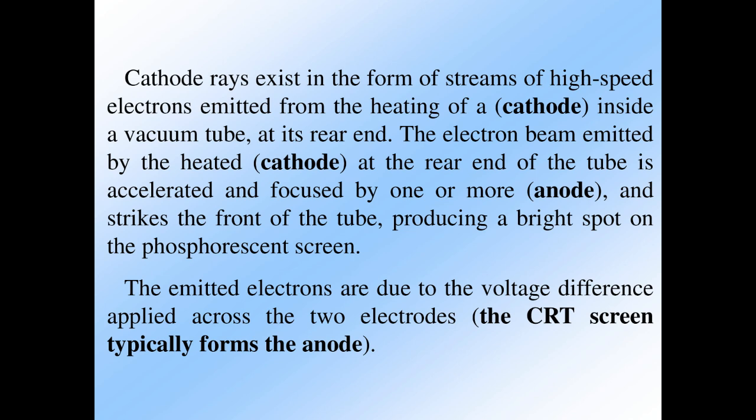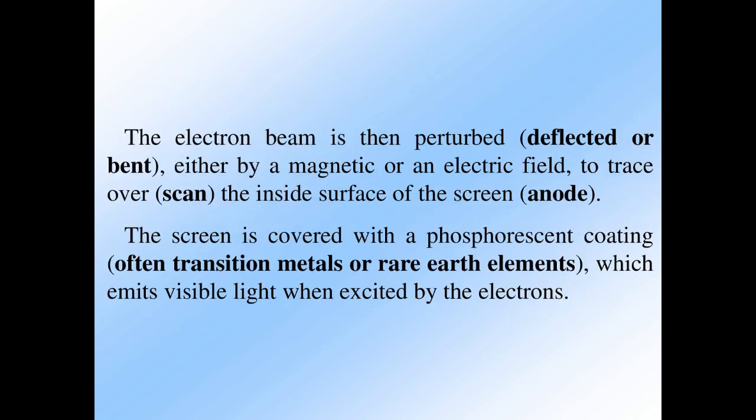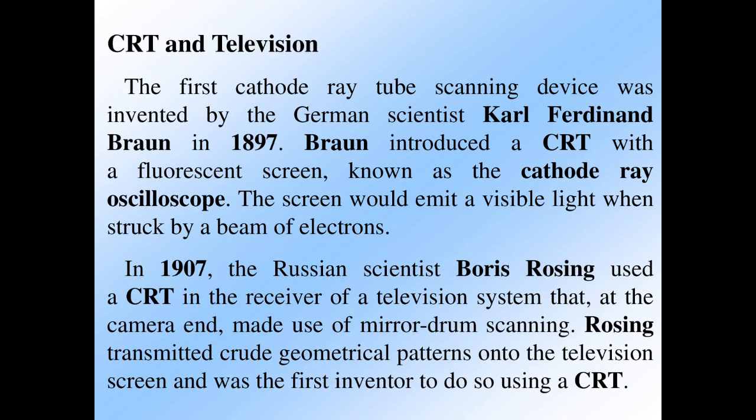The emitted electrons are due to the voltage difference applied across the two electrodes. The CRT screen typically forms the anode. The electron beam is then perturbed, deflected or bent, either by a magnetic or an electric field, to scan the inside surface of the screen anode. The screen is covered with a phosphorescent coating, often transition metals or rare earth elements, which emits visible light when excited by the electrons.